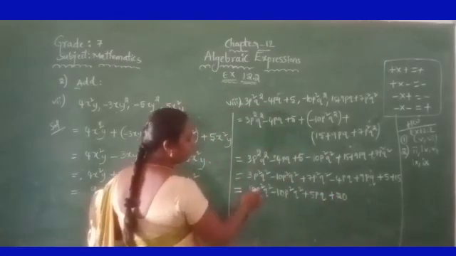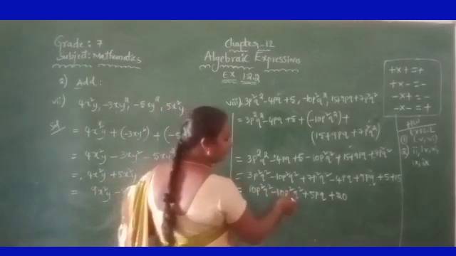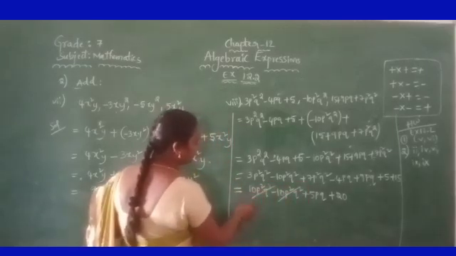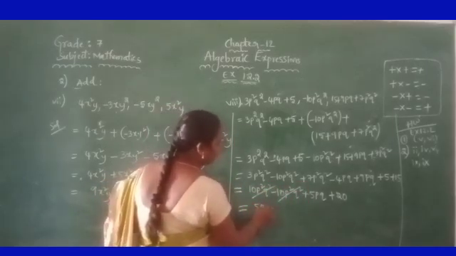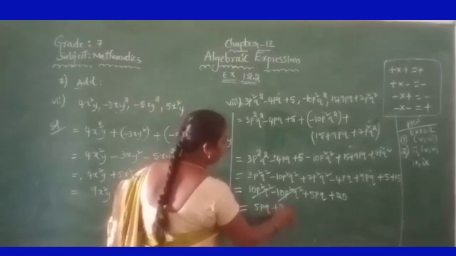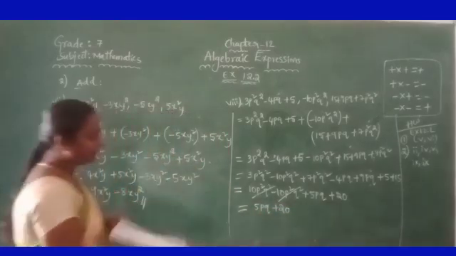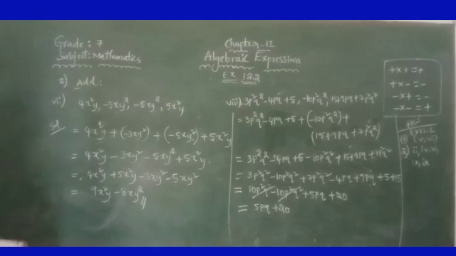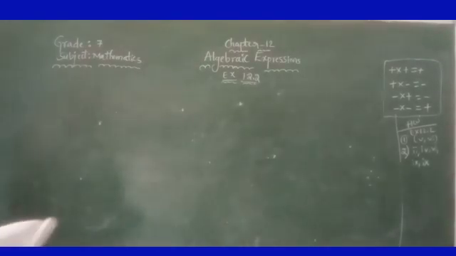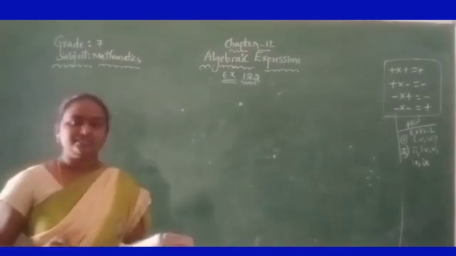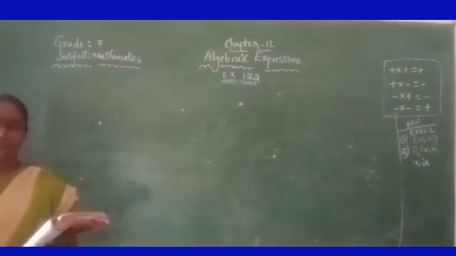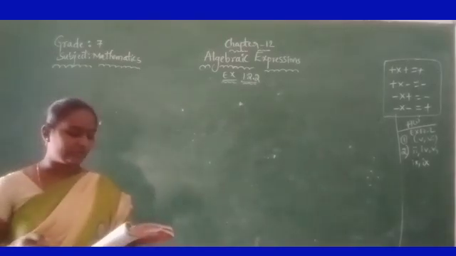Then plus 10p²q² minus 10p²q². Both cancel. So the remaining is 5pq plus 20. 5pq plus 20 is the answer. Copy that, children. See, children, the remaining are easy. So the 9th and 10th, do yourself. I am giving that to you as homework.